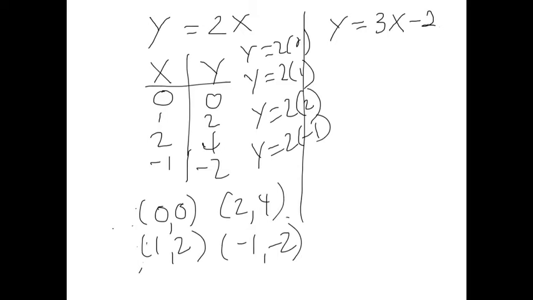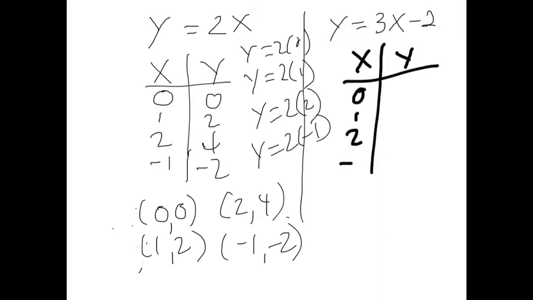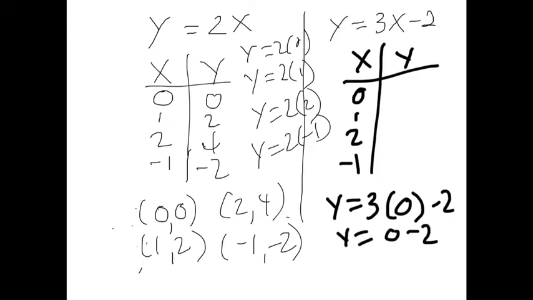So if I look at this, I'm going to notice that y equals 3x minus 2. So I'm going to do an xy chart. And I'm going to pick 0, 1, 2, -1. I can pick whatever I want. Those are my favorite numbers, and I'm going to plug them in. So y equals 3 times 0 minus 2, 0 minus 2. So y is going to equal -2.